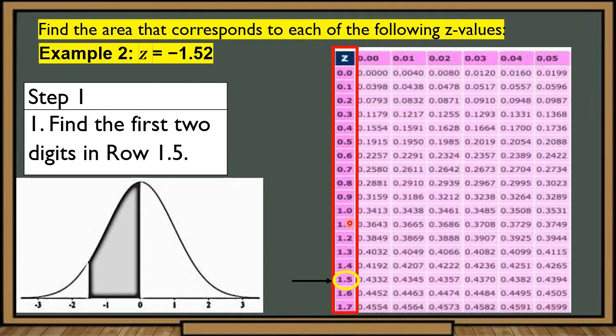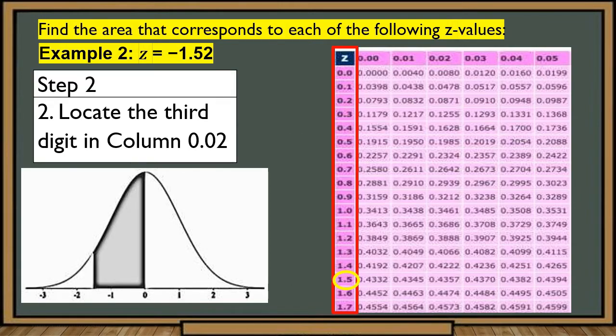Now, after finding out the first two digits, the next step is we're going to locate the third digit in the column of 200. So hahanapin natin yan sa column which is to the right of z. So hanapin natin saan ba si 0.02 or 200 sa column. So andito siya. So that is our third digit.